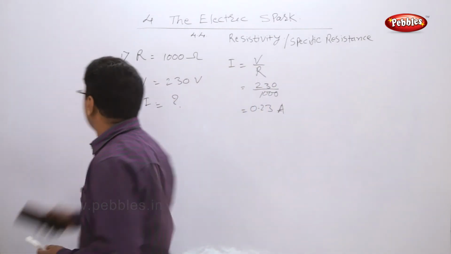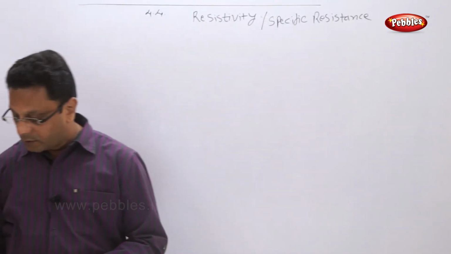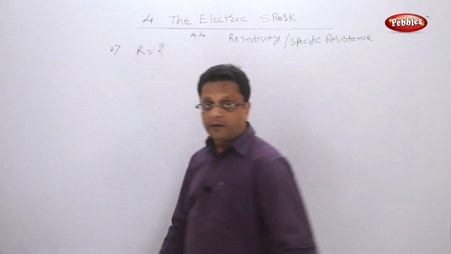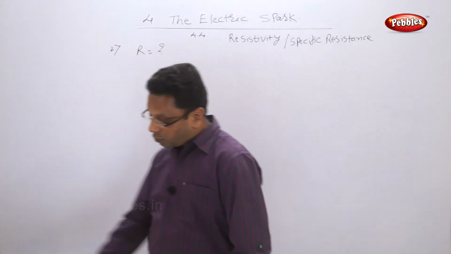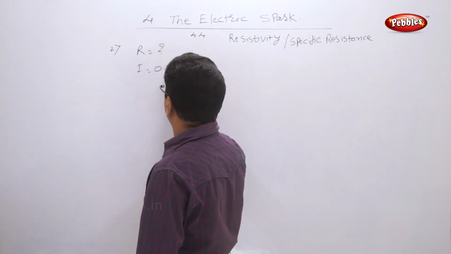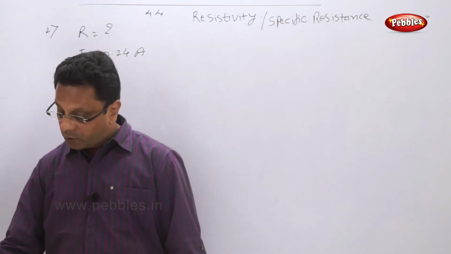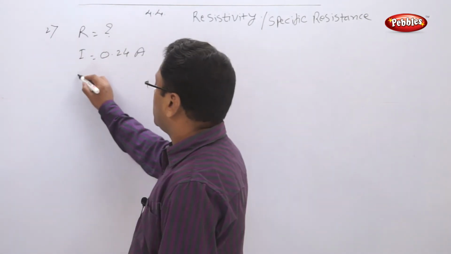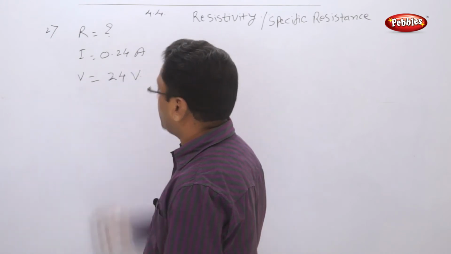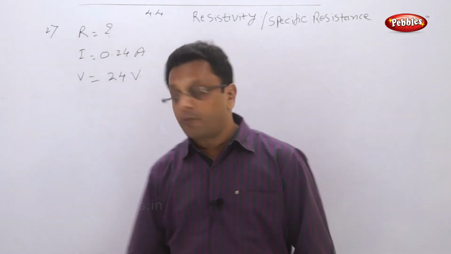These examples are very simple. Find the resistance of a conductor through which a current of 0.24 amperes is passing, and a potential difference of 24 volts is applied. What is the formula for this? R is equal to V upon I.